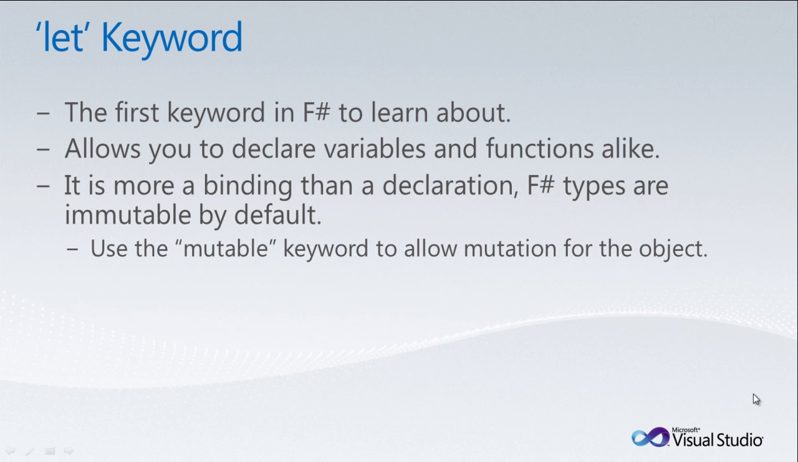There is also one more thing that you have to understand here. Let is more of a binding than a declaration, because in F Sharp everything is immutable. So you actually bind that object to the value, and it doesn't change for its lifetime of the scope. You can also have mutable objects. Just declare the keyword mutable, and that will allow mutation for that particular object.